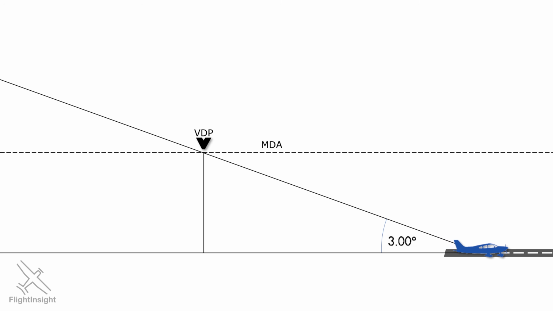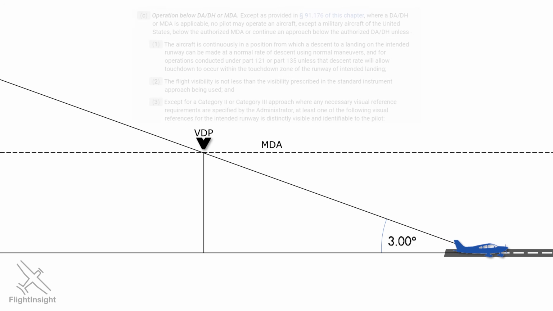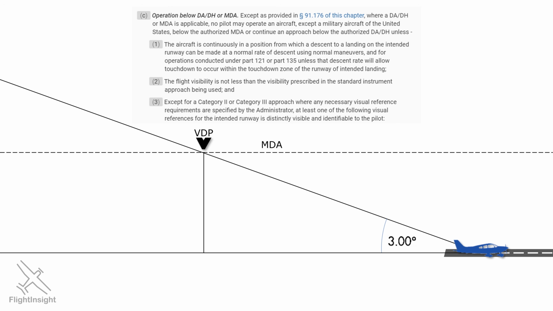Recall what the regs say about leaving the MDA. 91.175(c) says we need to meet 3 conditions before going below the MDA. We need to be continuously in a position to make a descent to land, we need a flight visibility at or above minimums, and we need one of a list of visual references. This says nothing about going below the MDA before the VDP. It's perfectly legal to do so.